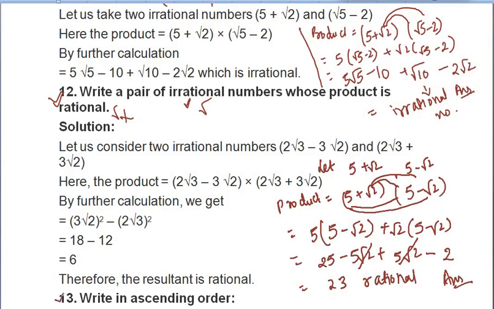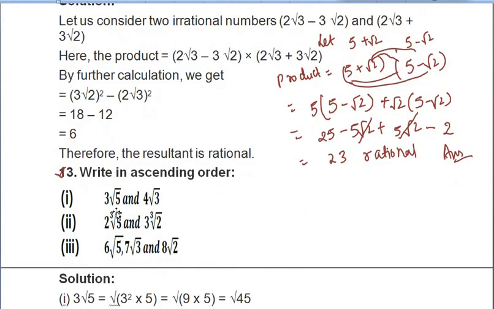Now question number 13. Write in ascending order. You have to arrange the given numbers in ascending order. So let us see what is given. 3 under root 5 and 4 under root 3, 3 root 5 and 3 root 2. So one by one we will solve. What we need to remember is that whatever is written outside, all the things should be inside the under root so that we can compare. There should be some basis for the comparison. Now the first question is 3 under root 5 and 4 under root 3. So the first one is very simple.